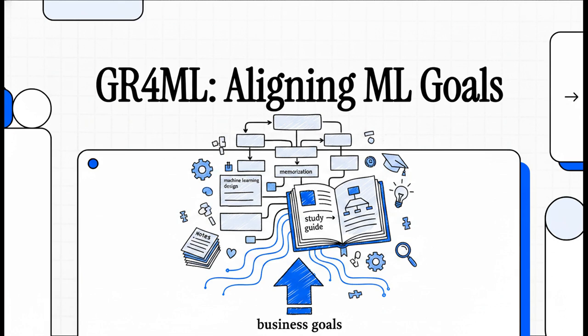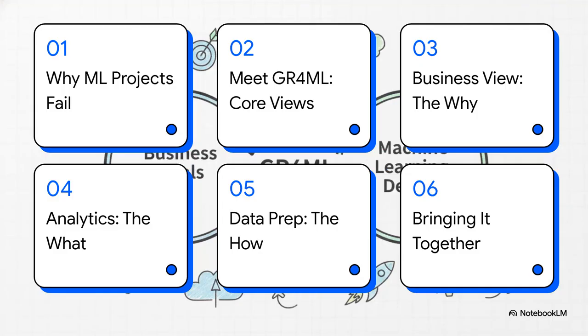design, layer by layer. Okay, here's our syllabus, mapping out the journey for today. We'll be covering 1. Why machine learning fails. 2. Meet GR4ML. 3 core views. 3. Business view, the why. 4. Analytics design, the what. 5. Data preparation, the how. And finally 6. Bringing it all together. Let's get right into it.